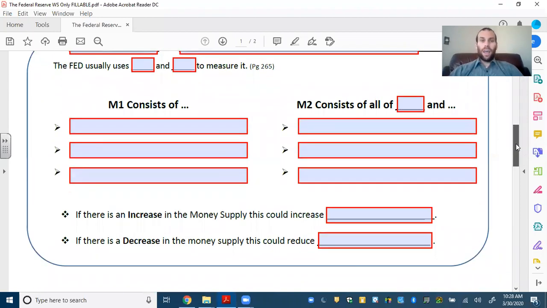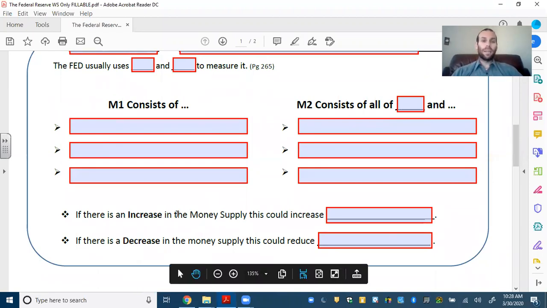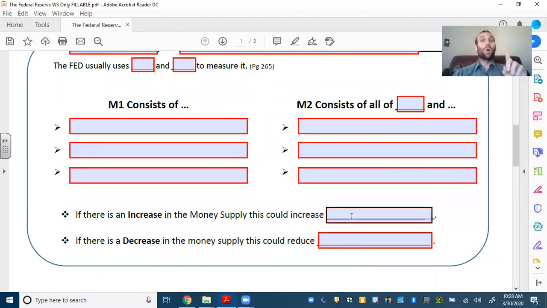All right, and to the bottom part of this, something we need to understand, a very important part of monetary policy here, is if there's an increase in the money supply, this could increase what? So start thinking, and I know a lot of you guys know the answer to this. If I increase the money supply, that would cause an increase in inflation. As in, if the government, or the Federal Reserve for this matter, prints money and starts putting more and more money out there, think about it.